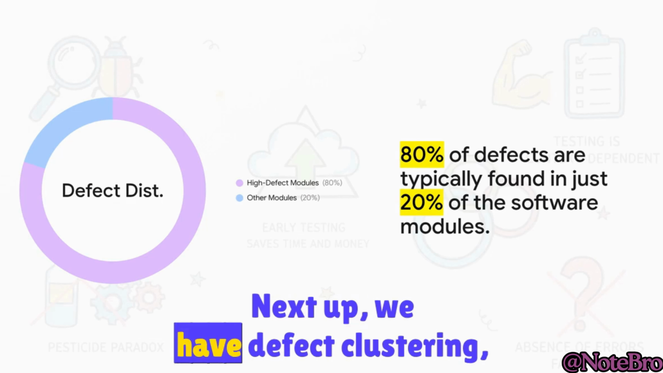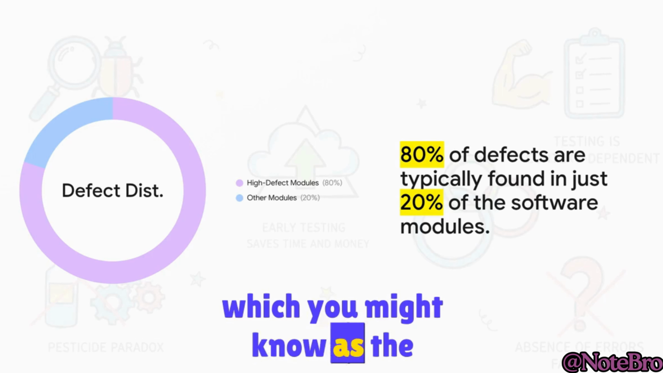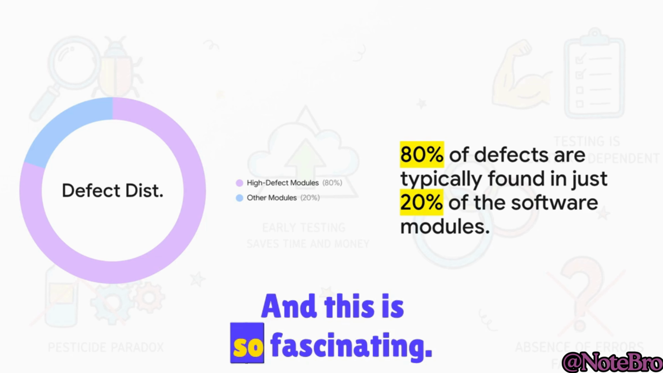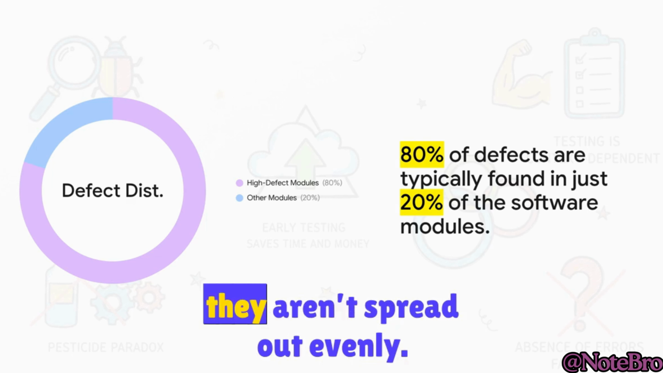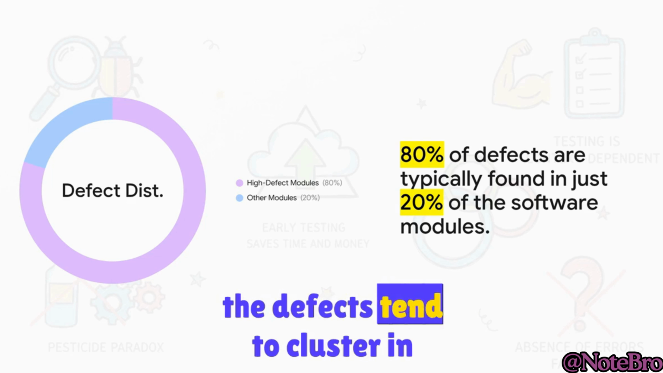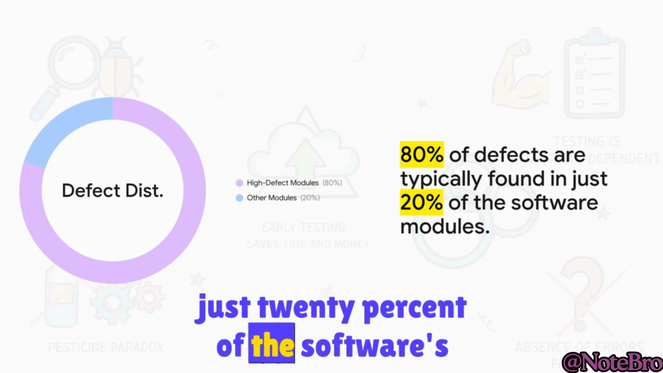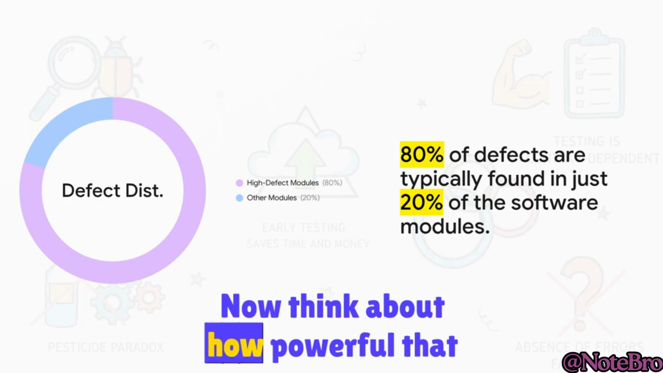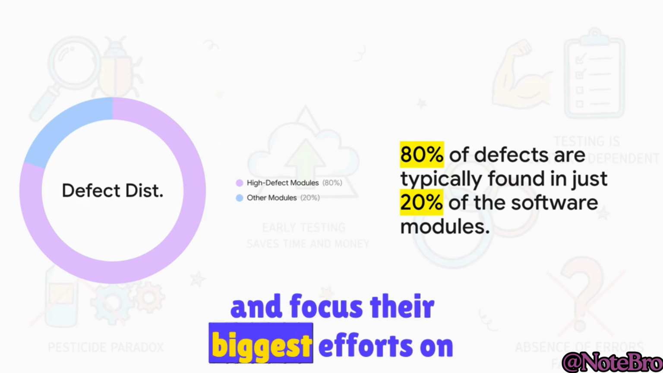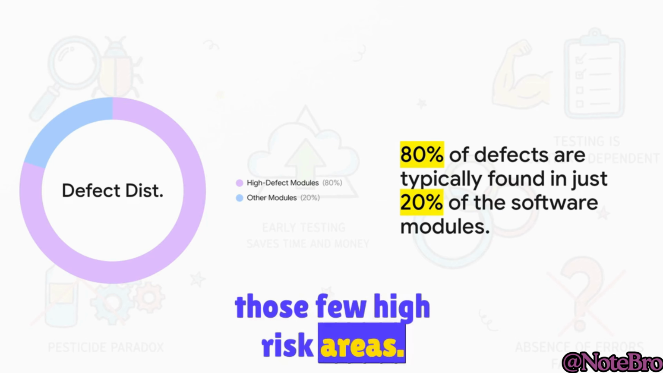Next up, we have defect clustering, which you might know as the Pareto principle, or the 80-20 rule. And this is so fascinating. It turns out that bugs, well, they aren't spread out evenly. Instead, about 80% of all the defects tend to cluster in just 20% of the software's modules. Now think about how powerful that is. It lets testers be super strategic and focus their biggest efforts on those few high-risk areas.